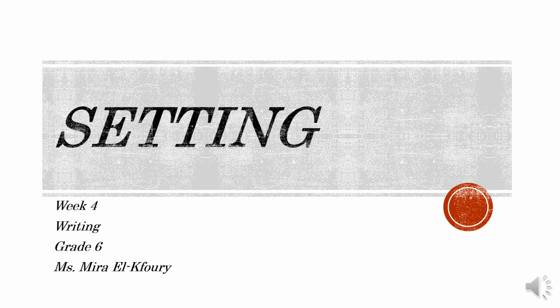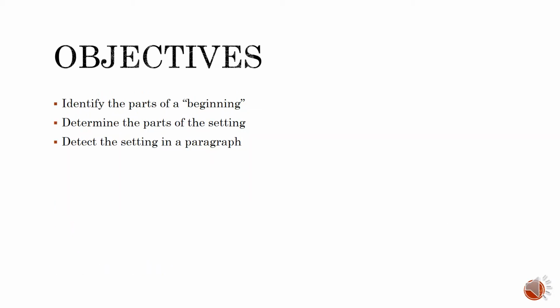Keep it up. This week's writing lesson is about setting. The objectives of this lesson are to identify the parts of a beginning, determine the parts of the setting, and detect the setting in a paragraph.